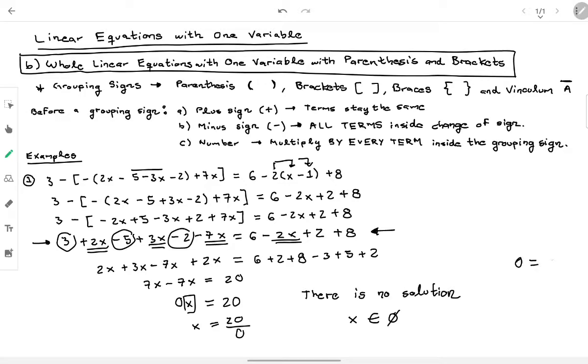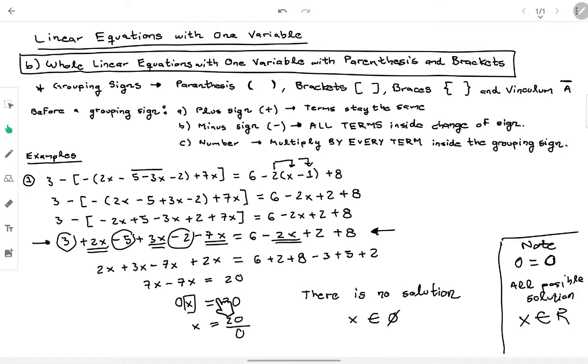Remember, if our final answer is 0 equals 0, that will mean all possible solutions, or we can say also that x can be any real number. So remember, we have three different types of exercise with linear equations. A normal answer; there is no solution in the case that 0 equals another number, like this kind of exercise; but we can have also another one, when we get 0 equals 0: all possible solutions, or x belongs to all real numbers.